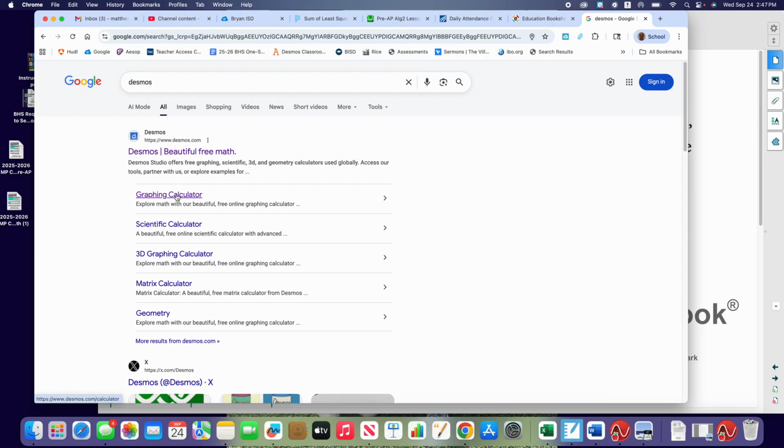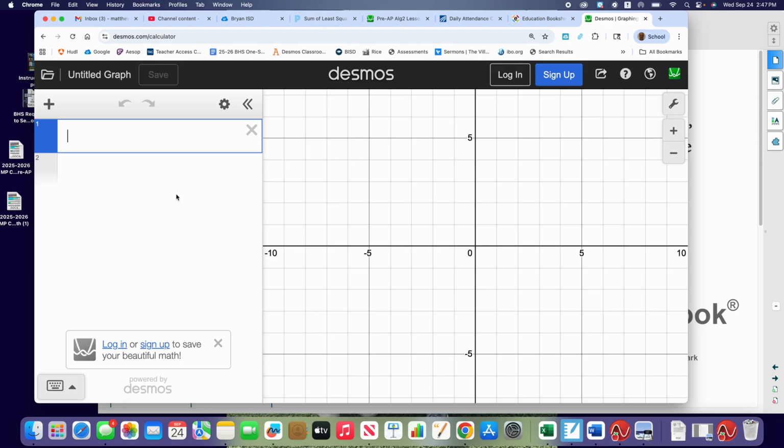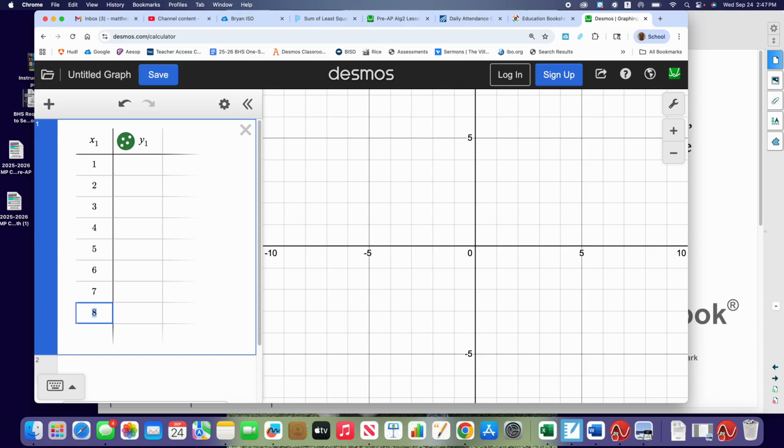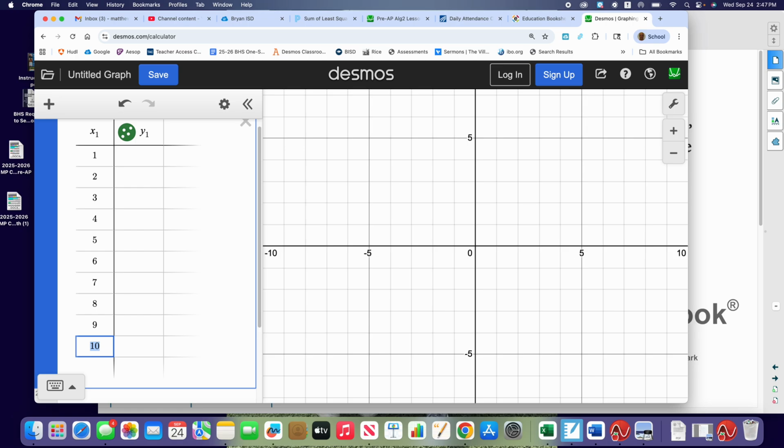I'm going to do my graphing calculator. All right. How do I put my table into my Desmos? The plus sign. I get a couple options. The option I want is the table. The nice thing about this is as I start typing 1, 2, it goes, oh, you've got a pattern, 3, and I'm just hitting enter, and it does it for me. So I go to 10. So 1 through 10.